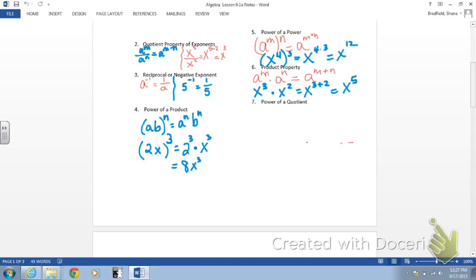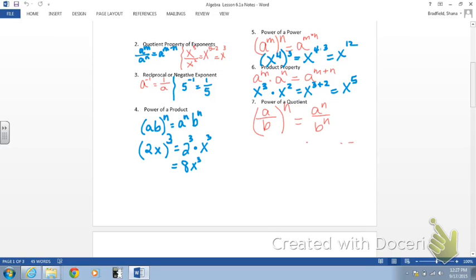And then our last one is the power of a quotient. And so that's where we have some quotient. You have some quotient a over b to the n. And so each, the numerator and the denominator of the quotient would get an exponent of n. So a to the n over b to the n.